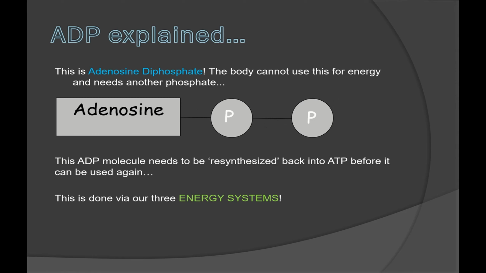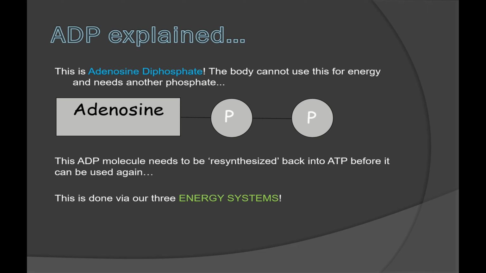One of the shortcomings of ATP is that we only have around 40 to 50 grams worth stored within our muscles. Now, this equates to around 2 to 4 seconds worth of work. Of course, what we need to do then is resynthesize that ADP molecule back into an ATP molecule. This is then stored energy ready to be used again.